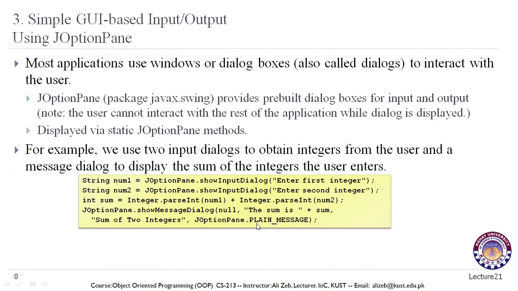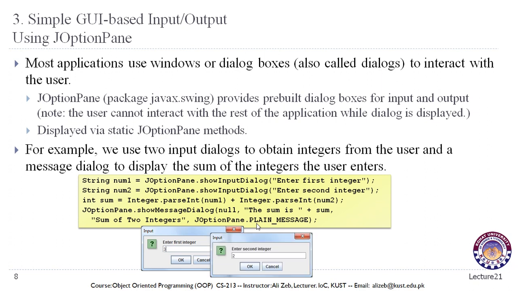And this argument shows the type of the message that we want to display on the screen. There can be other types of messages, for example warning messages, or question marks. In this case, we are only displaying a plain message on the screen. So when we run the program, we'll get this dialog box on the screen. Enter first integer. Whatever integer value you provide, you click OK or press enter. Enter second integer, you will provide the second value. These will be converted into integers in the background, and we will get this on the screen once we have entered the values for both numbers.